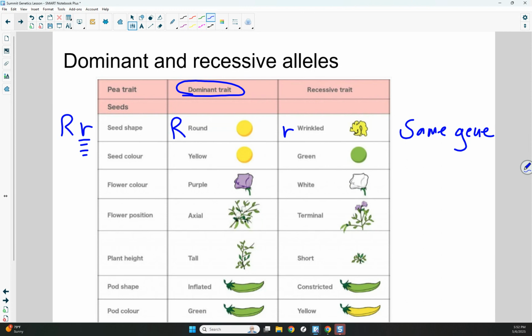So dominant alleles hide the presence of the lowercase alleles. The only way that a pea plant can have wrinkled seed shape is to have two copies of the recessive allele: little r, little r. All right?